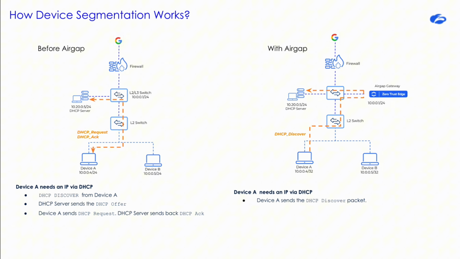With air-gap, the flow is slightly altered. When a device sends a DHCP discover packet, air-gap gateway, which acts as a DHCP proxy, forwards the discover packet to the DHCP server. DHCP server then sends a DHCP offer to the air-gap gateway, which is relayed to the device, and air-gap gateway is marked as a DHCP server.